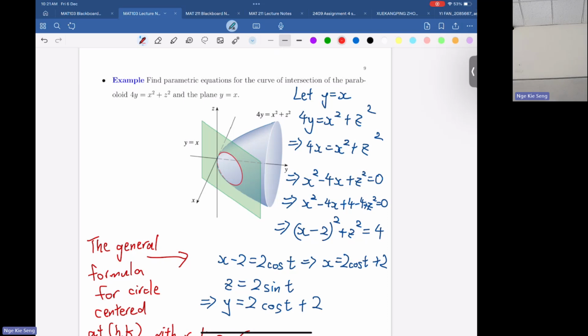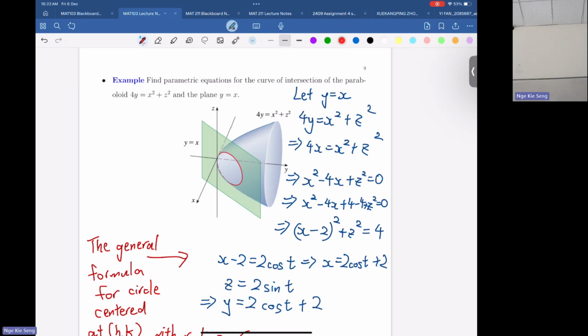If you let y equal to x and then substitute into your paraboloid, what do you see? Actually, you see a circle there. So how to describe a circle here? You let x minus 2 equal to 2 times cos t. Why is there an extra 2 here? Just now there's no extra 2, right? Because the circle here is no longer radius 1. This radius is 2. And you have z equals to 2 sine t.